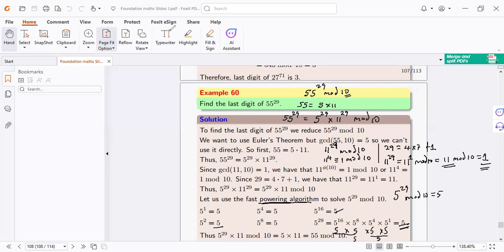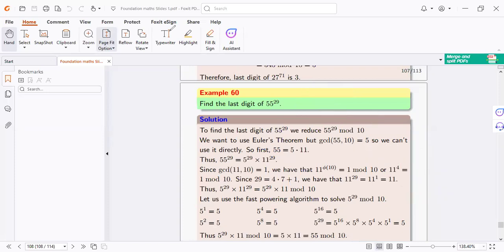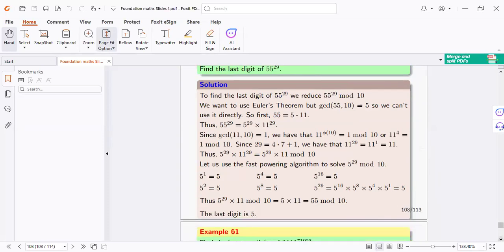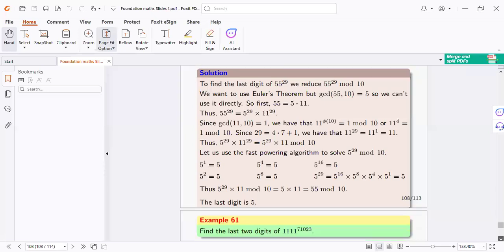So what we wanted was the last digit. It is 5 times that 1, and that's what I did here. So the last digit therefore is 5.